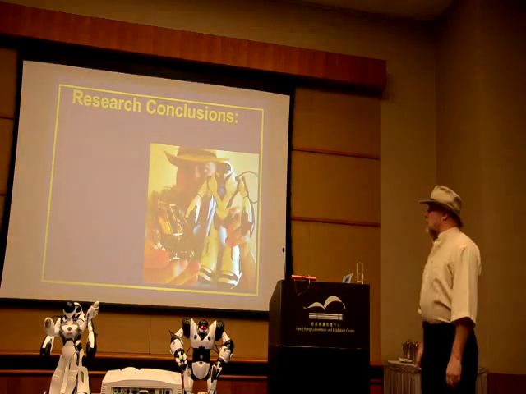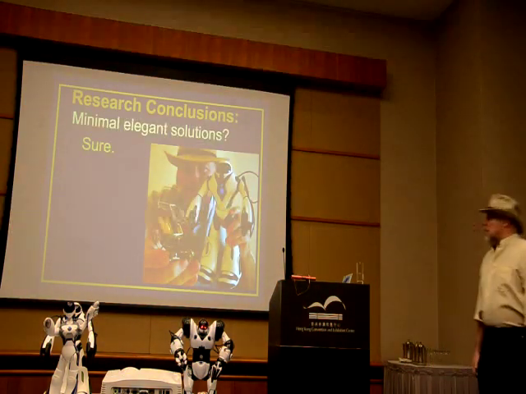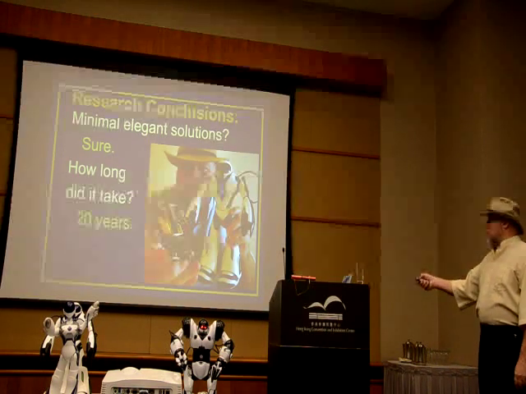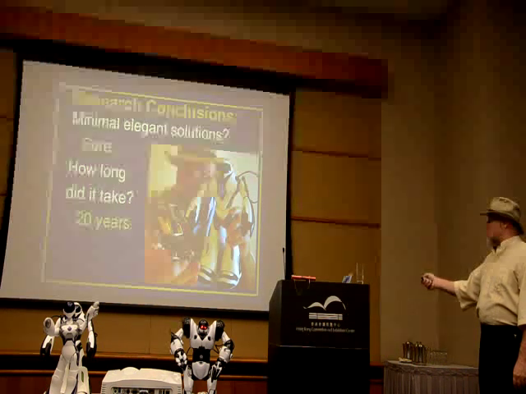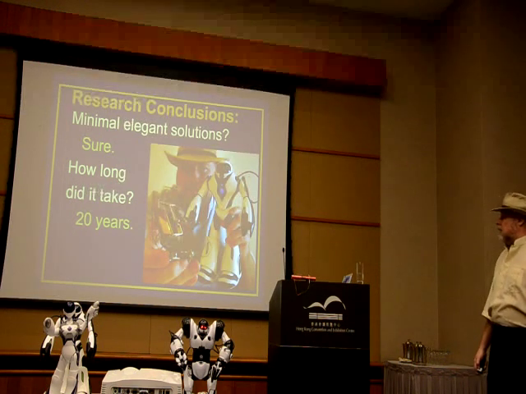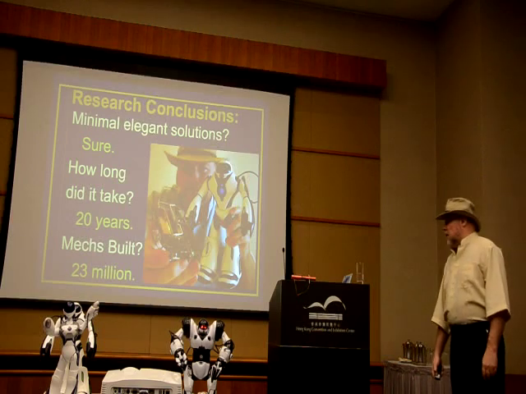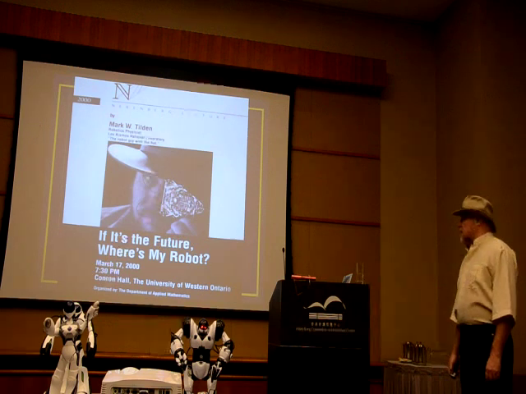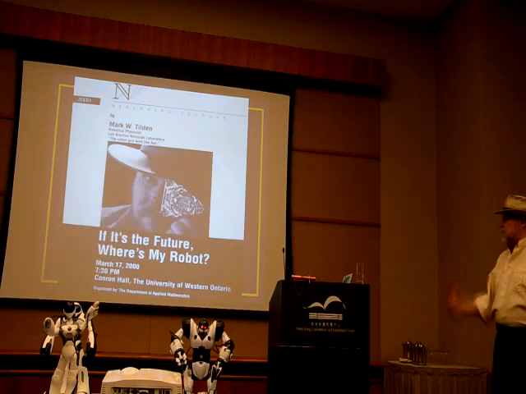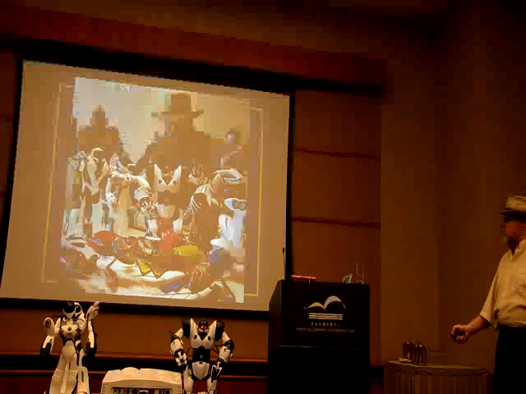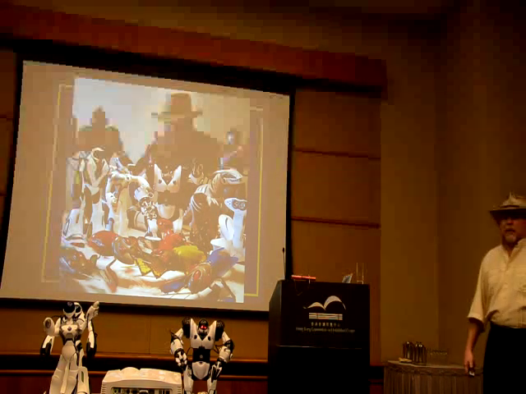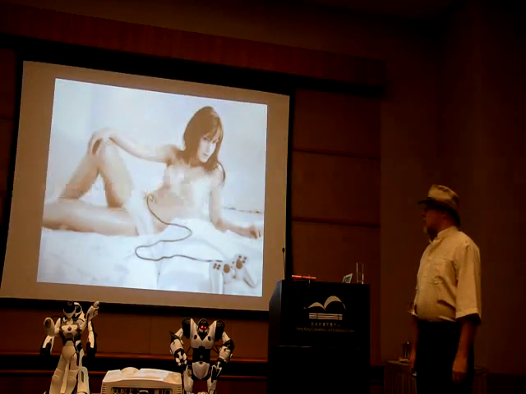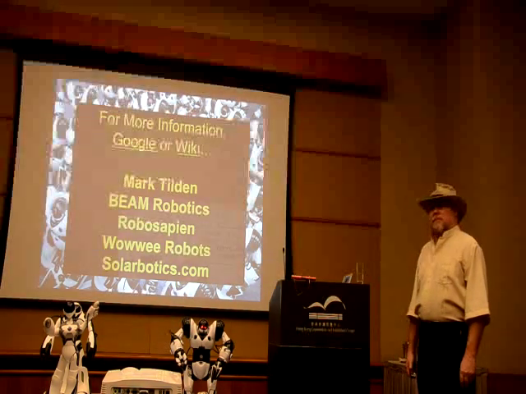So what are the conclusions? Well, research conclusions. Minimum relevant solutions? Sure. How long did it take to go from very simple little one-motor, 200 integrated neuron mechanisms to a completely autonomous voice recognizing humanoid? 20 years. Number built? 23, 24 million so far. Goes up and down. The cool thing is that I basically answered my own question. If it's the future, where's my robot? The fact is that for the past 10 years, there they are. Available now in your grocery freezer. Hoping the future generations will be a lot more interesting. Thank you very much.